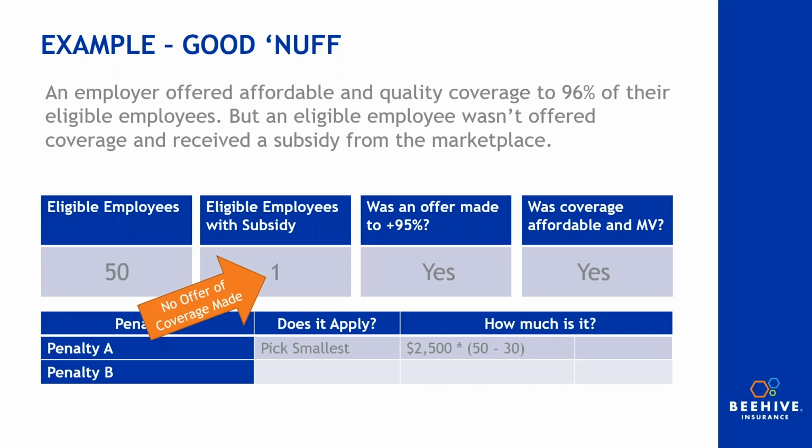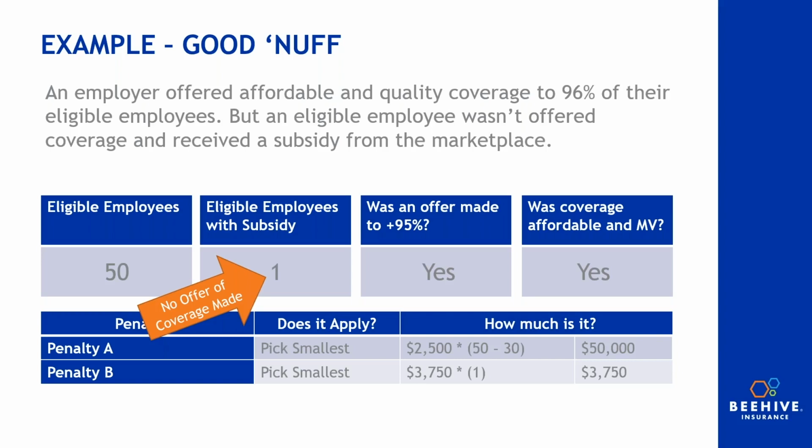So our calculation for the first penalty, penalty A, is going to be $2,500 multiplied by our 50 eligible employees, subtracting our 30 for our grace amount. And again, this is $50,000 for this employer. But again, we're going to pick the smallest. So of penalty B, we're going to multiply $3,750 by the number of eligible employees who were not offered coverage that received a subsidy. So that one employee.